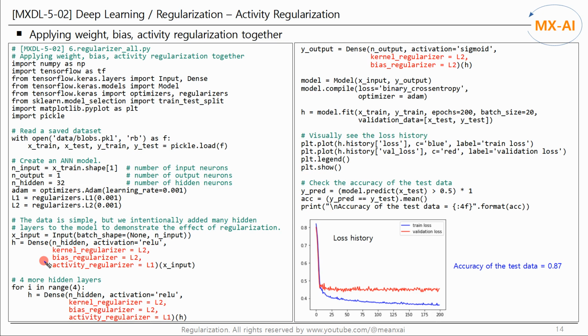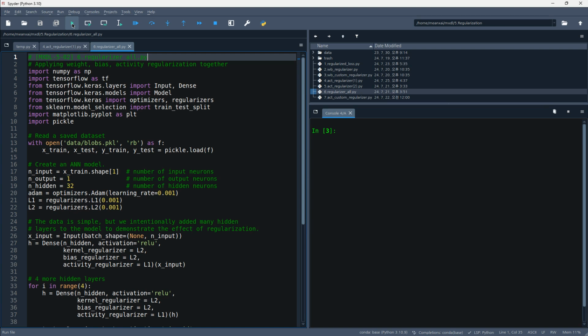Next, let's apply W&B regularization and activity regularization together. Just specify kernel regularizer, bias regularizer, and activity regularizer together in the dense layer. You can see that no overfitting occurs like this. Let's run this code.